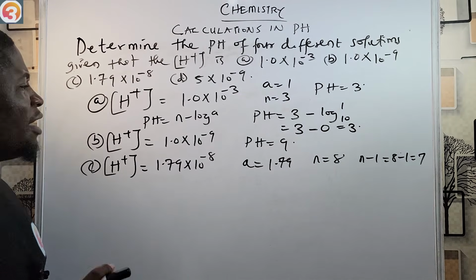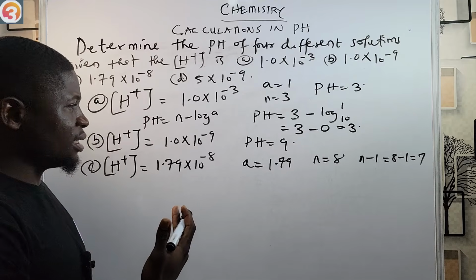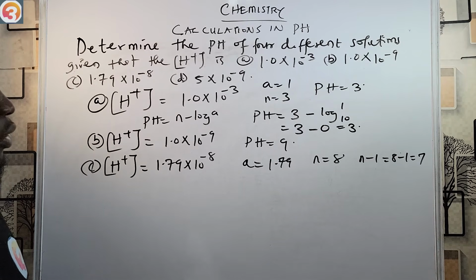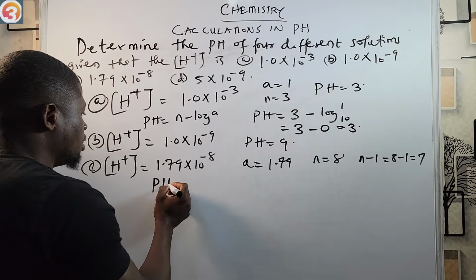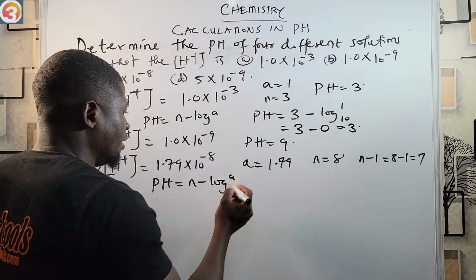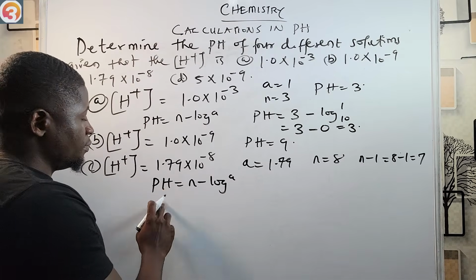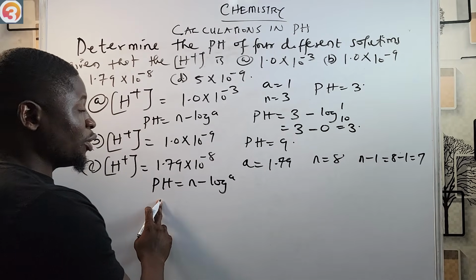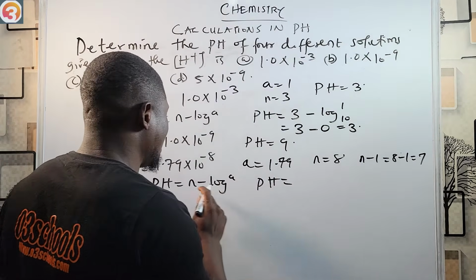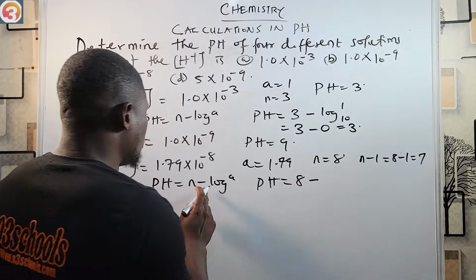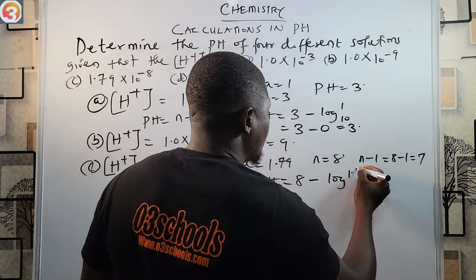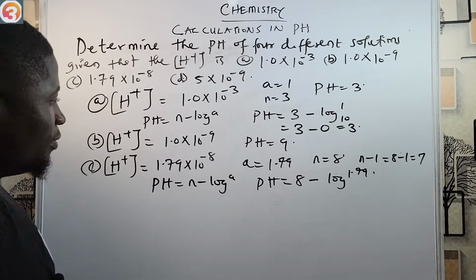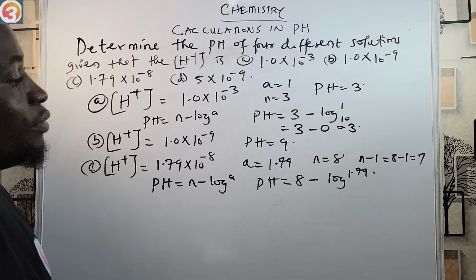So now, having known this, we need to continue solving, right? Now that we know that pH is between N and N minus 1, we can also use our formula, that pH is N minus log A. I'm not given the pH, I'm looking for the pH. So N is 8, minus log of A, and A is 1.79. So from here, we need to look for the logarithm of 1.79 and subtract it from 8.